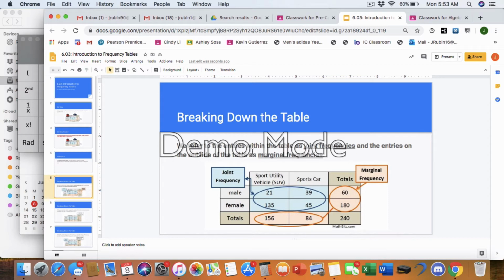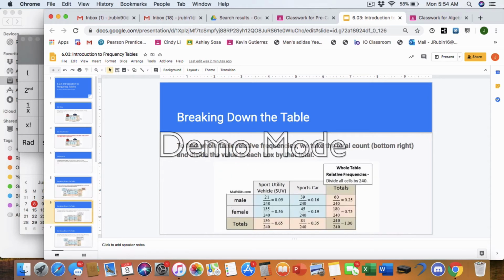The outside frequencies are called marginal. These are things like adding across the rows or adding down the columns, and these represent totals. So this 156 here represents the total number of people who prefer SUVs. This 60 here represents the 60 total males in the survey.